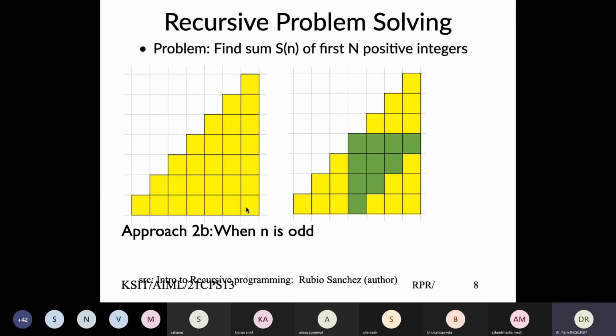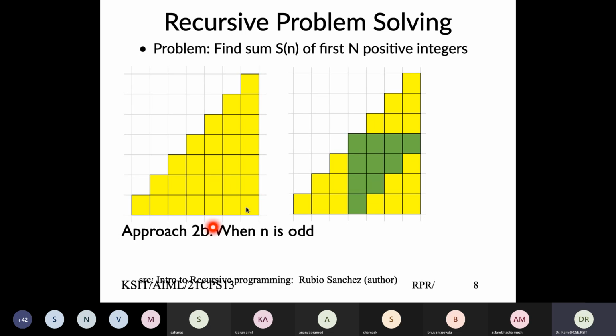So I can divide this figure into 4 parts. One part is this, one part is this, one part is this, and one part is what you see in green. So if we look at my bigger problem of size 7, I've reduced this to 3 smaller problems of size 3 and 1 smaller problem of size 4.